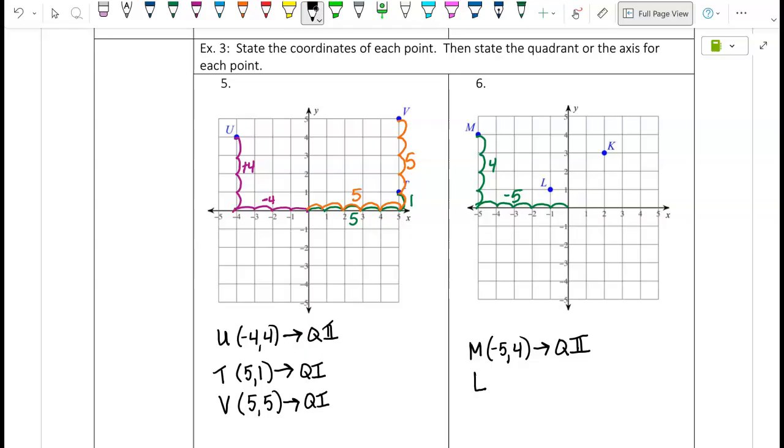We do L next. L, I just go 1 to the left, so that's a -1, and 1 up, that's a +1. So L is -1, comma +1. And that is in the same quadrant as M, so that is also in quadrant 2.